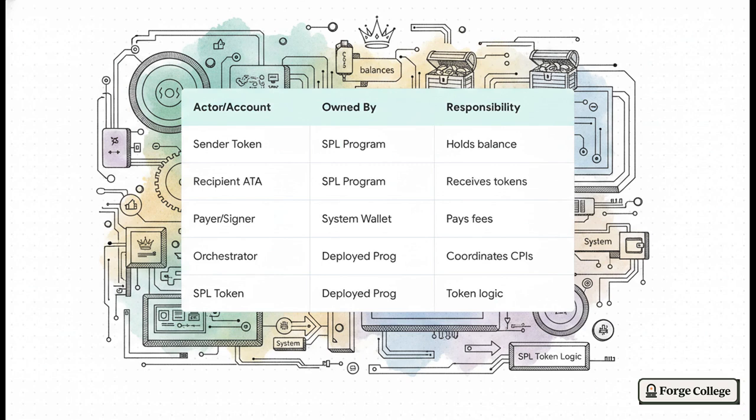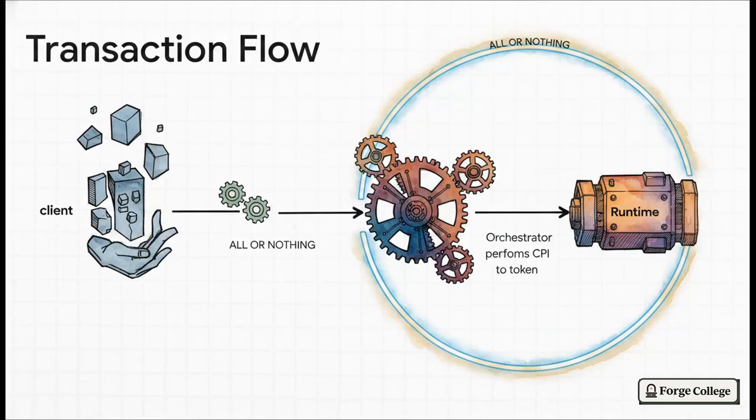Notice how the SPL token program is basically the undisputed king of the token data here. It owns the accounts holding the balances, and it owns the logic. Let's see how this all builds into an actual transaction flow.